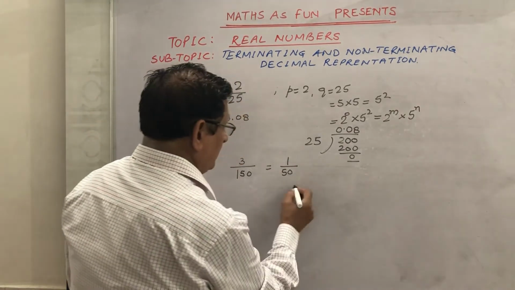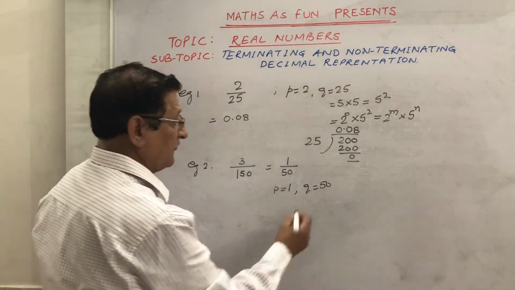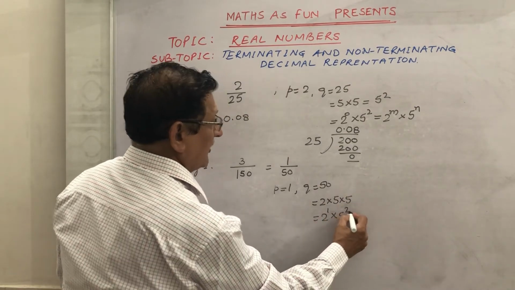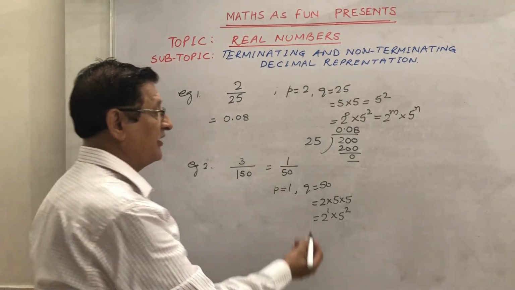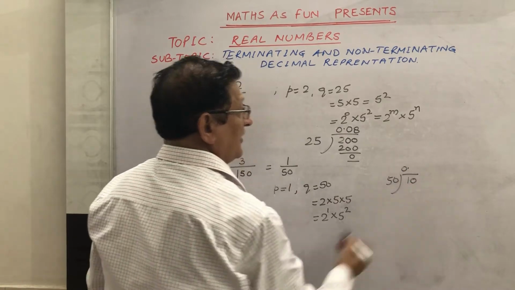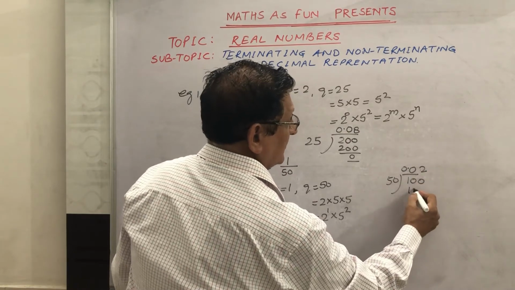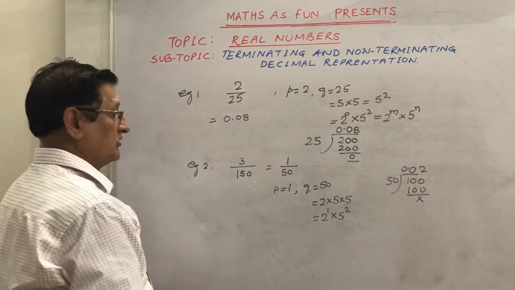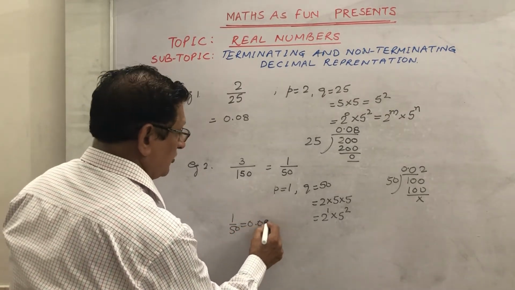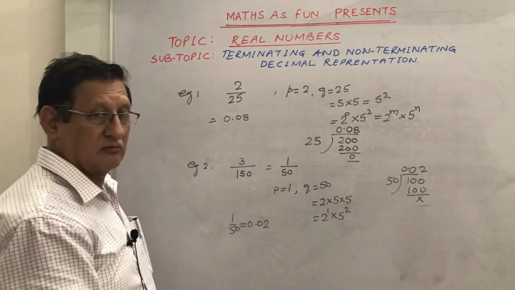Let's see now. Here p is 1, q is 50, and the factors of 50 are 2 into 5 into 5. This is 2 power 1 and 5 squared. If we divide 1 by 50, not divisible, 0 point, we mark 10, even then it is not divisible, so we mark 100, and 50 twos are 100. So 1 upon 50 we can write as 0.02. It is also terminating because we are finding here the remainder is 0.